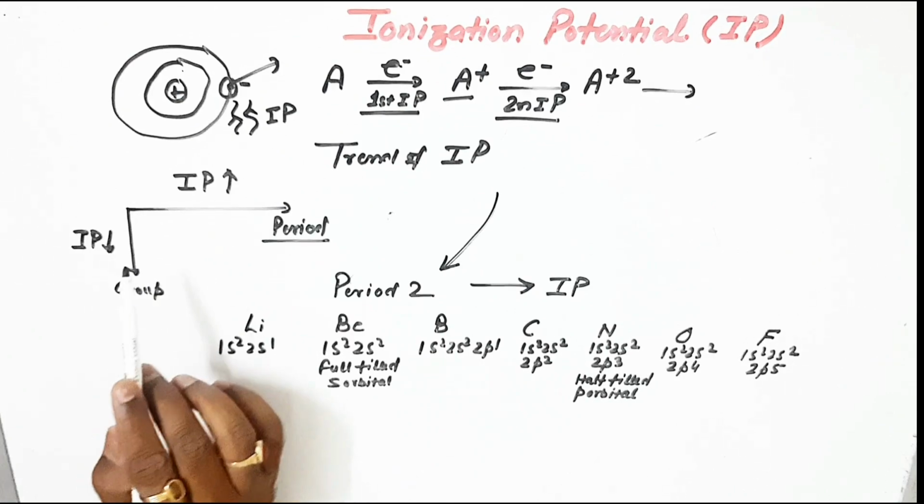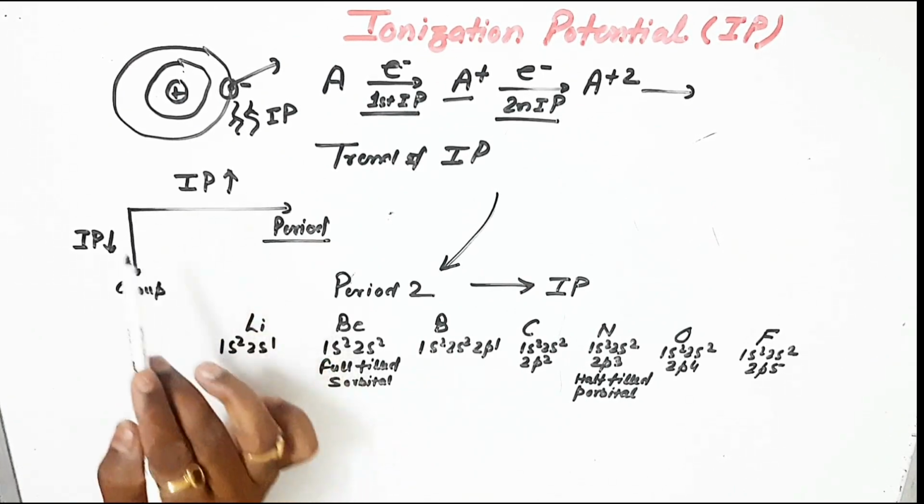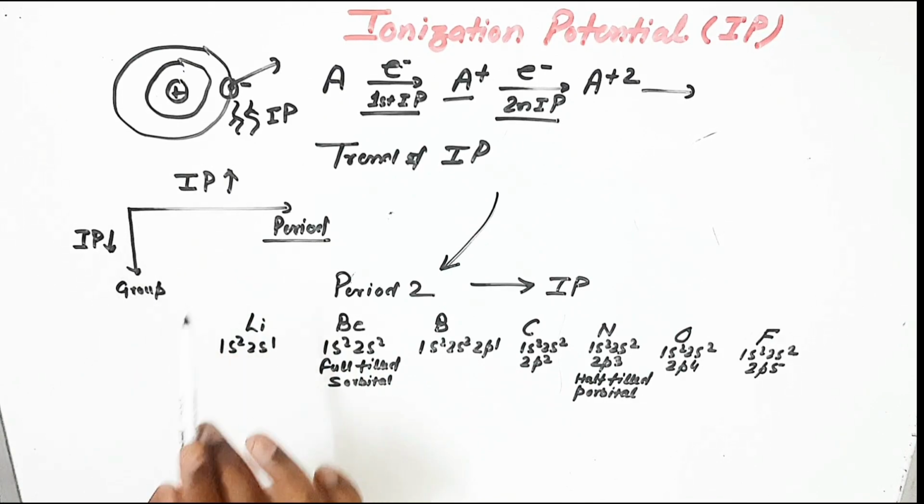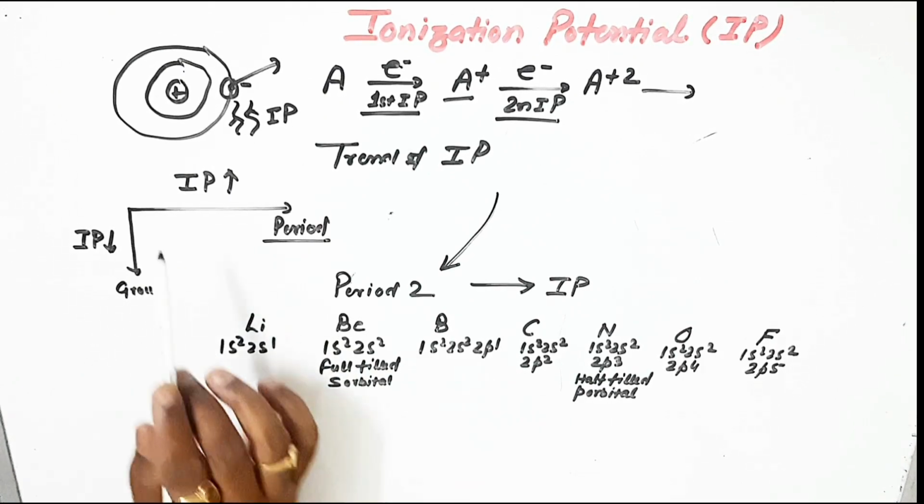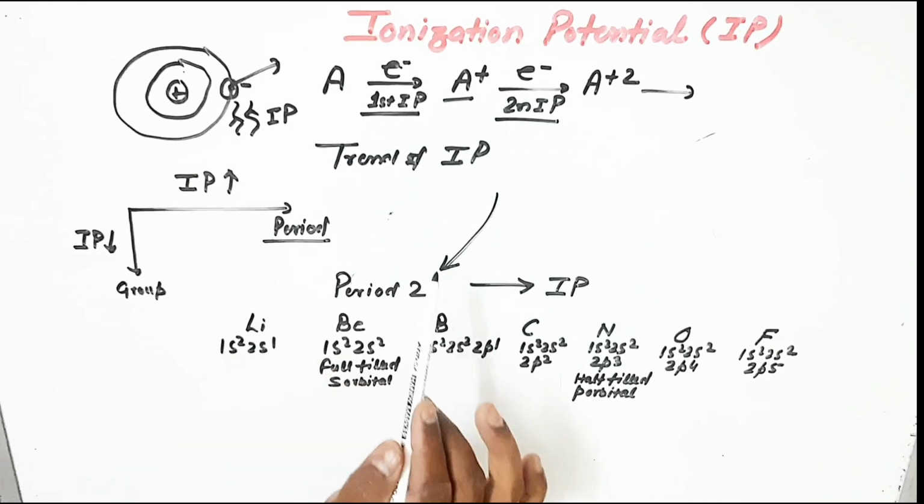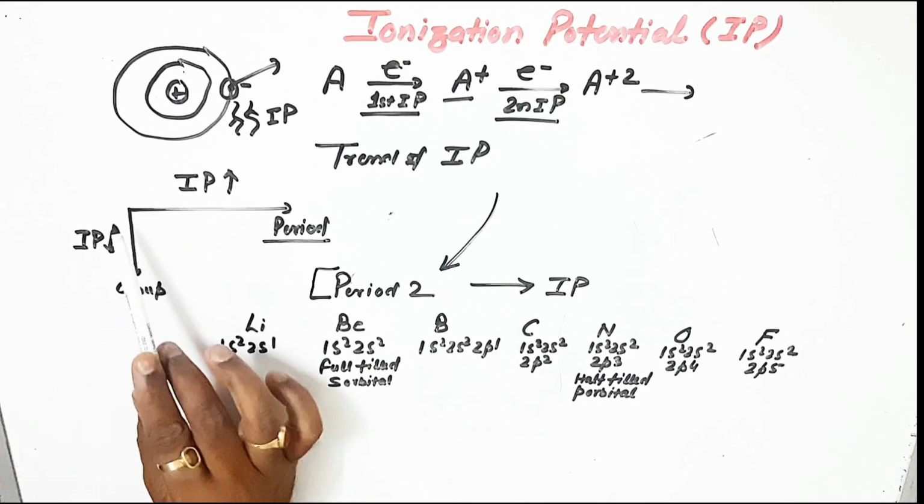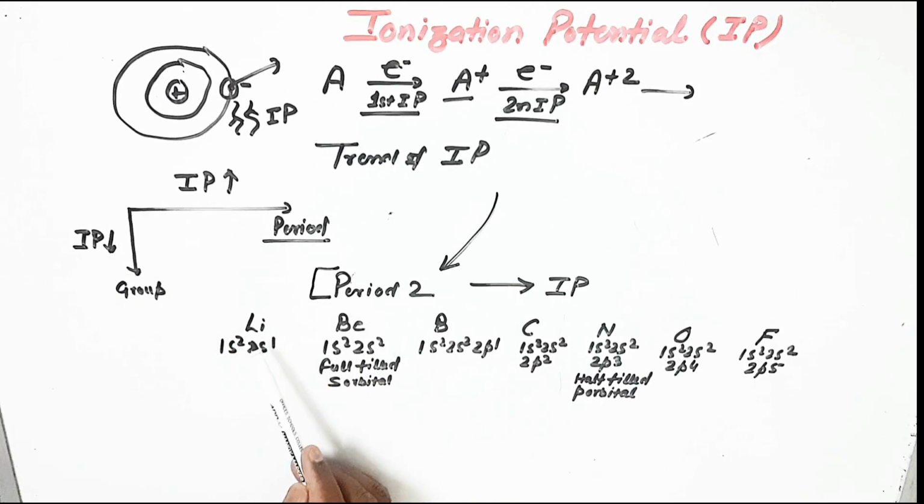Now you see, this is the summary. Across the period, IP increases, down the group IP decreases as per normal trend. But I have told across the period some exceptions are there, that I am showing with the example of period 2 elements. So in period 2 elements, across the period from left to right: lithium, beryllium, boron, carbon, nitrogen, oxygen and fluorine. These are the elements.